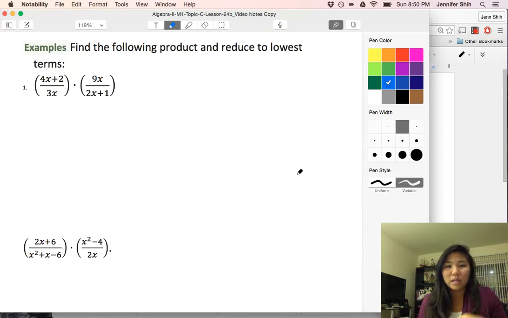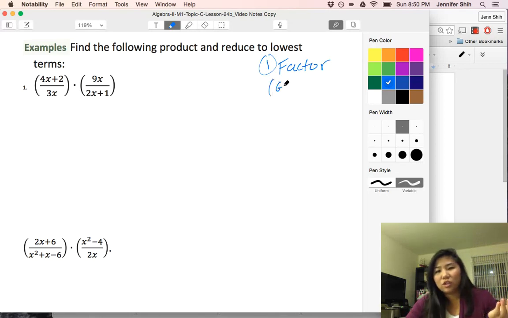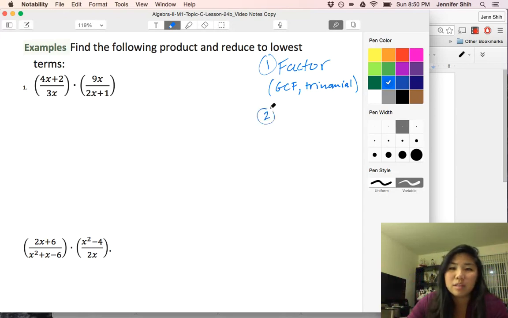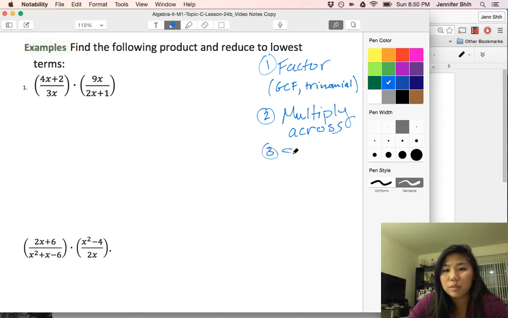Rational expressions, and the only difference between these rational expressions and what we've been doing is that maybe you have to factor once more. So the rules are the same. You should factor first. Sometimes this is GCF, sometimes this is a trinomial, sometimes maybe this is factor by grouping, but the first step is to try to factor each factor some more, because then we are going to multiply across. If it says multiply, we're going to multiply across, and then we're going to simplify to lowest terms.